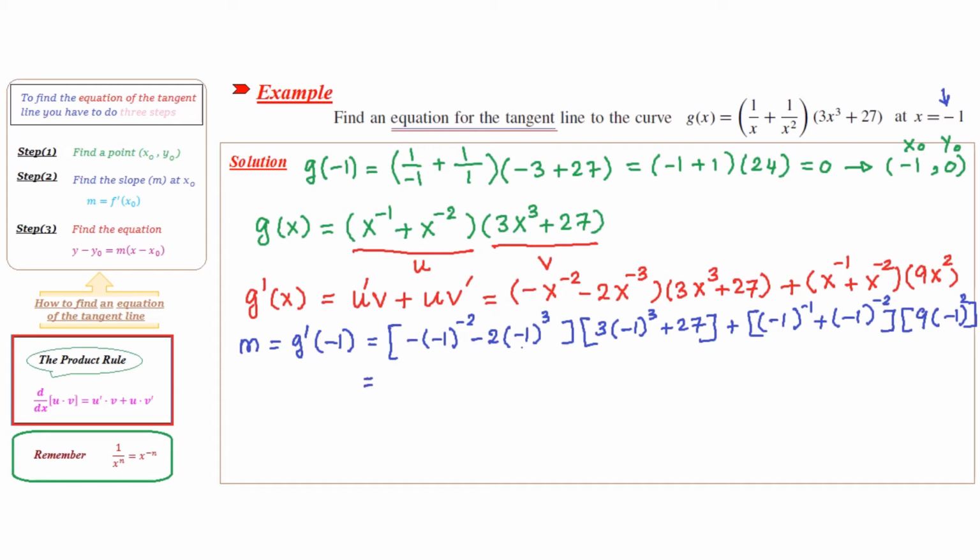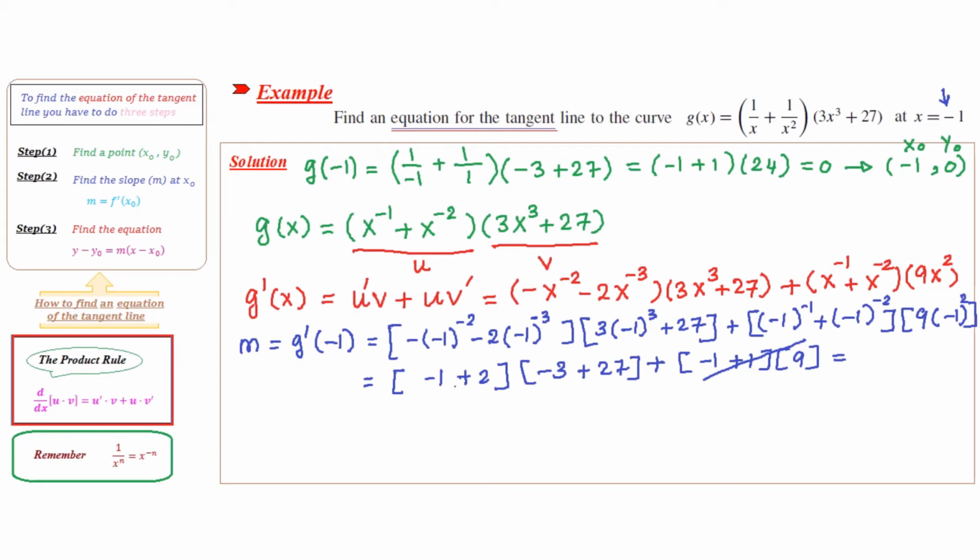Now you have to use a calculator or do it manually. Minus 1 to the power -2 equals 1, so we have minus 1, and minus 2 times (-1) to the power -3 here, which equals negative 1 multiplied by negative 2 equals plus 2, multiplied by negative 1 to the power 3, equals negative 1 times 3, negative 3, plus 27, plus negative 1 to the power -1 equals negative 1, and negative 1 to the power -2 equals 1, multiplied by negative 1 squared equals 1 times 9 equals 9, but minus 1 plus 1 equals 0, times 9 equals 0, so the second term equals 0.